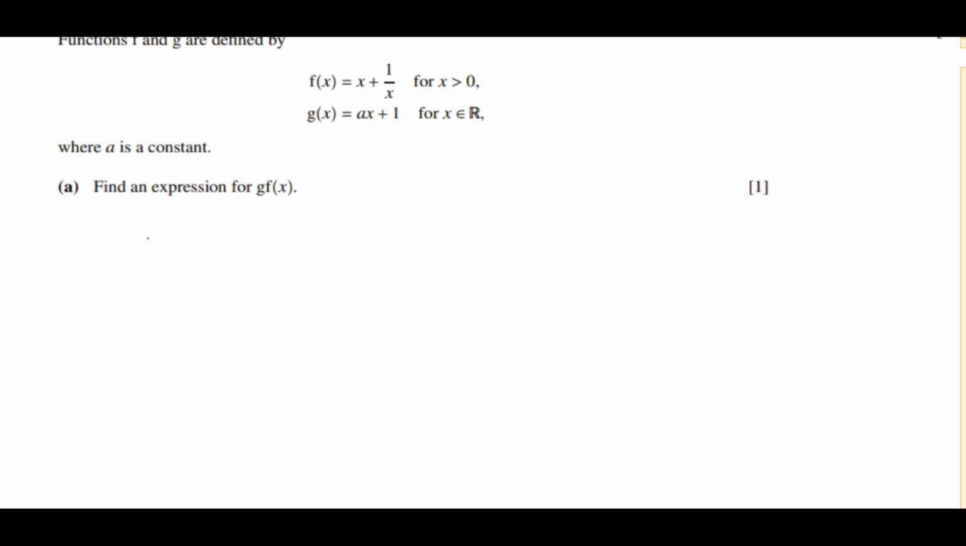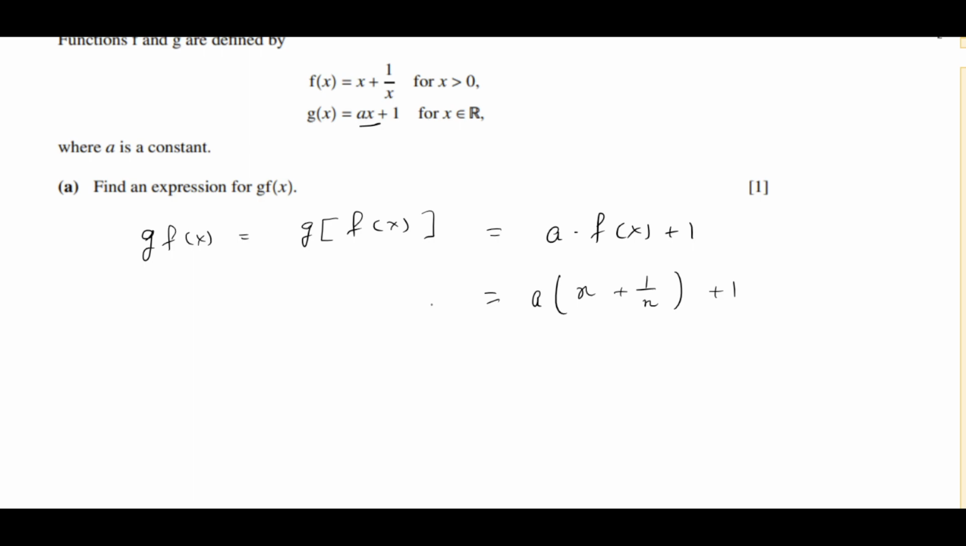Actually g(f(x)) means that in g(x), x is replaced by f(x). So x is replaced by f(x) means here I can say a times f(x) plus 1, and then I will put the value of f(x). So it is a times, now f(x) is (x+1)/(x+1). So this is g(f(x)): a times f(x) plus 1, where f(x) is (x+1)/(x+1), right?